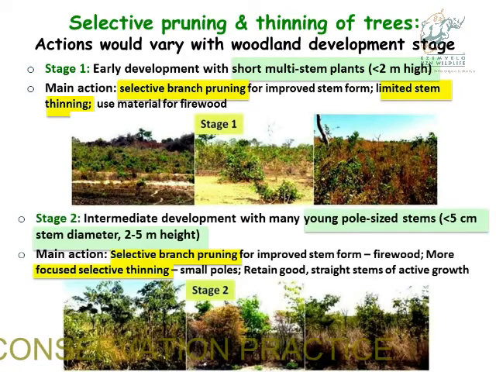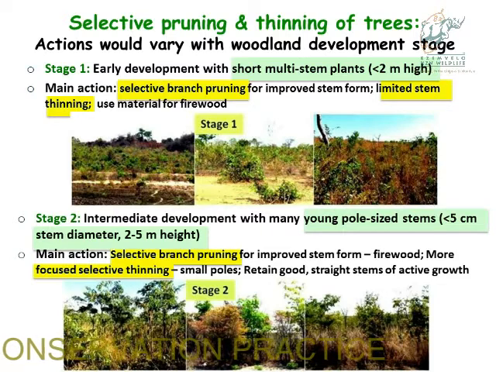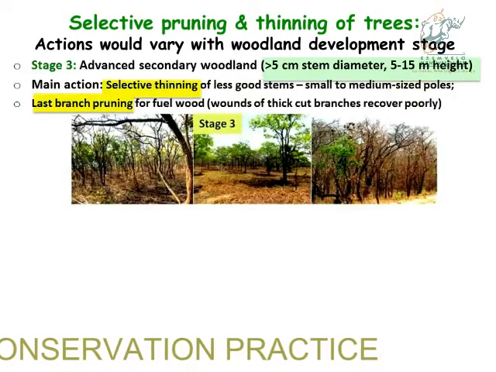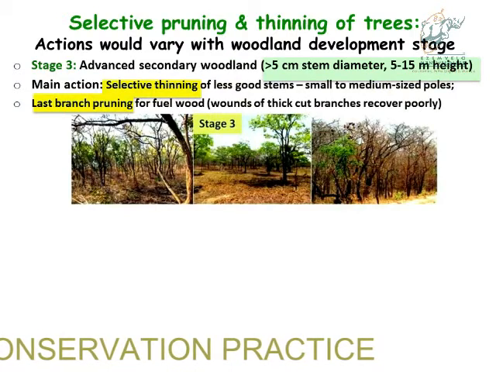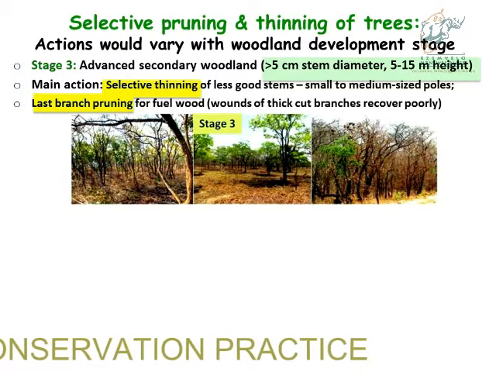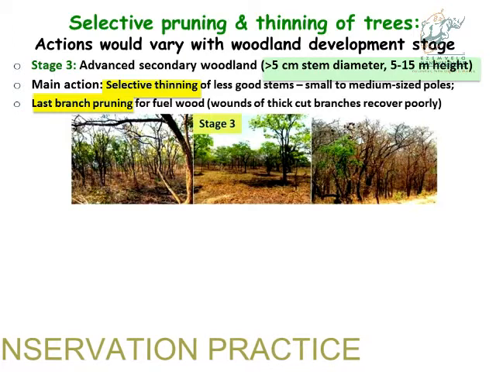In stage 2, which is 2 to 5 meters tall, we focus more on thinning because we have now started to do selective pruning and better stems. If we go to stage 3, which is 5 to 15 meters tall, we have a lot of poles, and we can reduce pruning because the stems become too thick and we damage it too much.